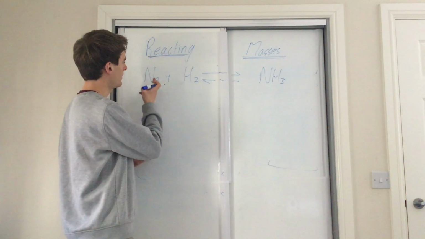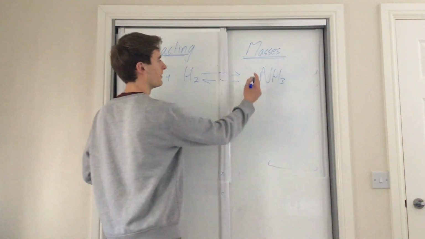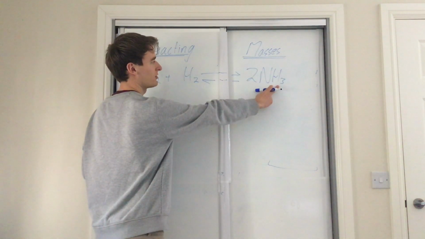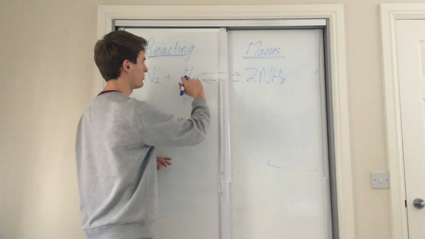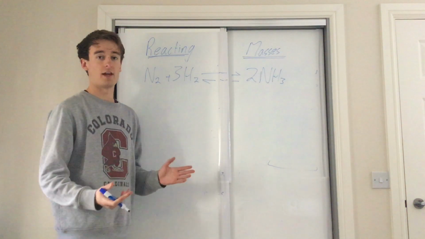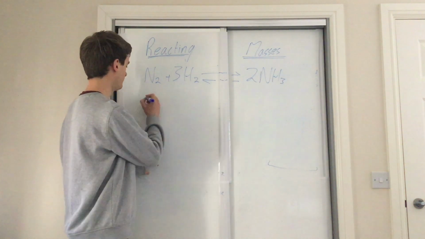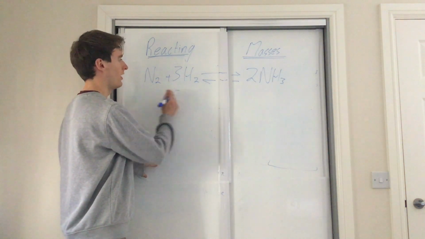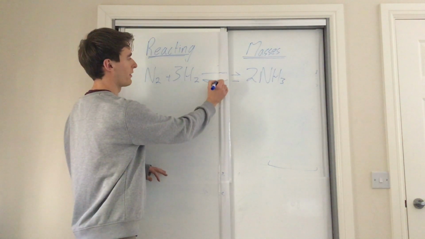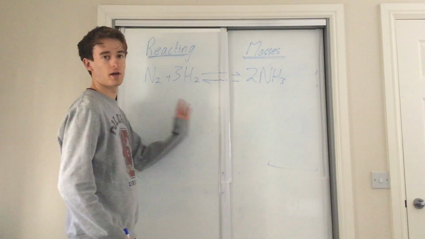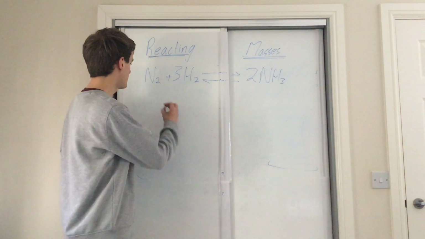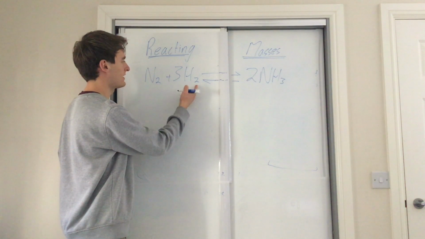So, balance this up. I've got 2 nitrogens. So 2 nitrogens here. 3 hydrogens there, times 2, 6 hydrogens. I've got 2 hydrogens here, so I need a 3 there. There, my equation's all nice and balanced. I've put an equilibrium arrow here because that shows what's actually going on, but we're going to assume it all goes to make ammonia.